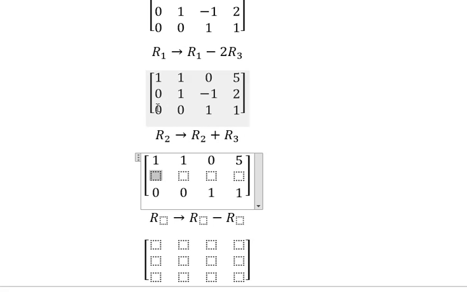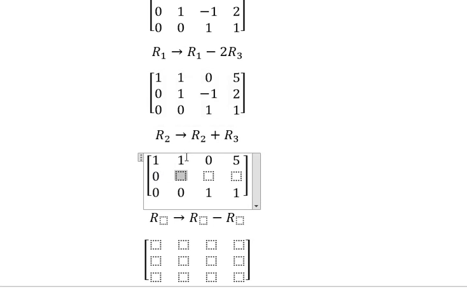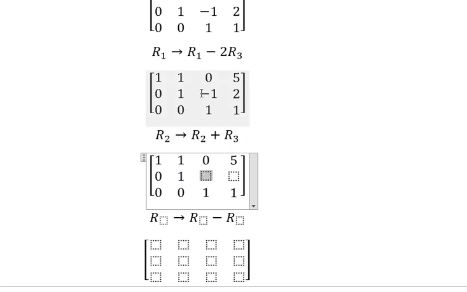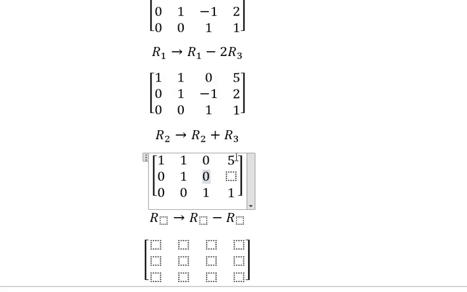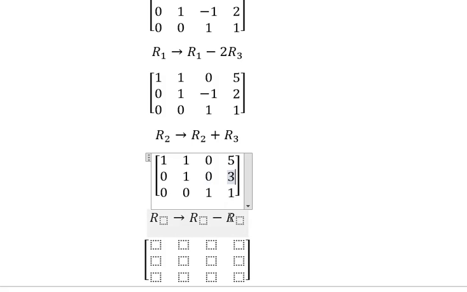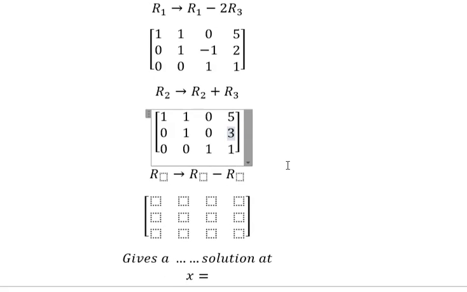So 0 plus 0 is still 0. 1 plus 0 is still 1. And negative 1 plus 1, it becomes 0. 2 plus 1 is 3. So at this point I've now got another row where I have my 0, my 1 and my 0, 3.